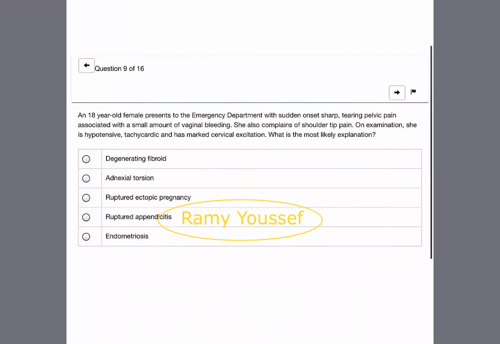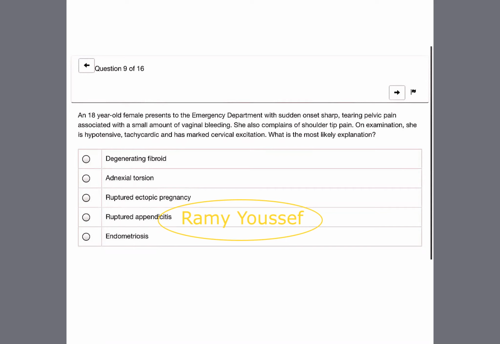Okay, next again. Dr. Idugo, are you ready? Oh, yes. Yes, okay, go. An 18-year-old female presents to the emergency department with sudden onset, sharp, tearing pelvic pain associated with a small amount of vaginal bleeding. She also has pain. On examination, she is hypotensive, tachycardic, and has marked cervical excitation. What is the most likely explanation?